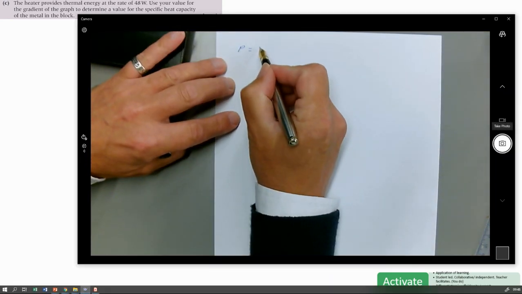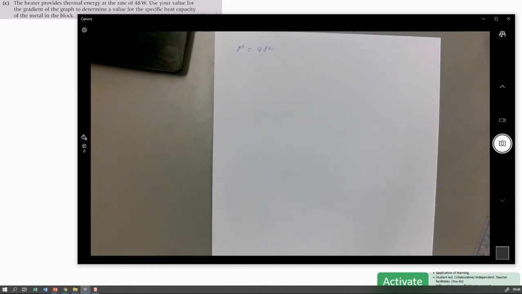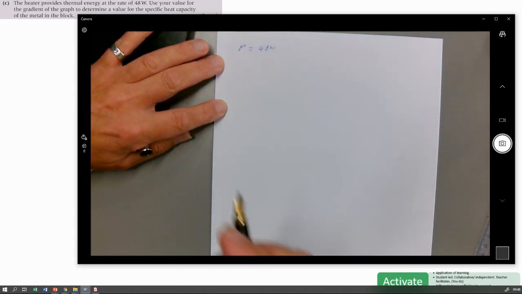Right, on to the next part of the question. So it tells us that the heater provides a power of 48 watts. So let's write that down. Power is 48 watts. It'll help if you can see me on the camera here. There we go. So the power is 48 watts. Now this is the power that's being delivered to that glass block, okay? And it's asking you to find the specific heat capacity of that block, right?